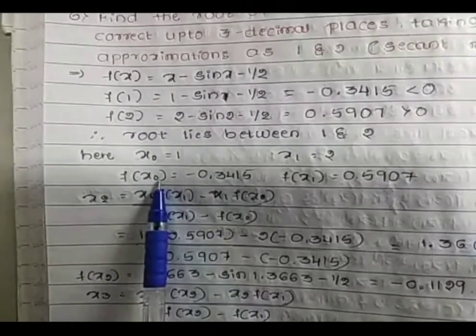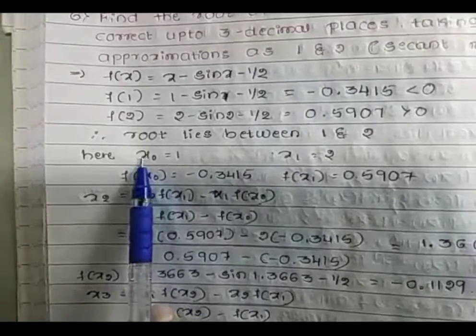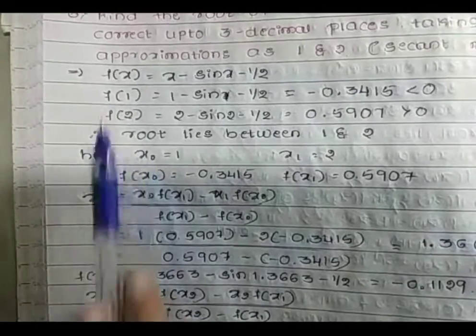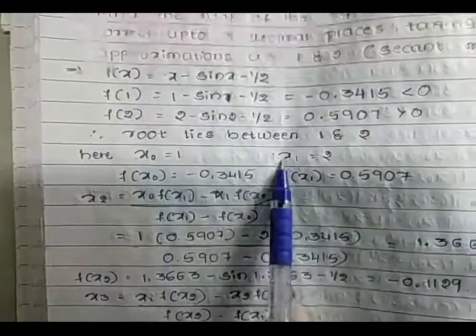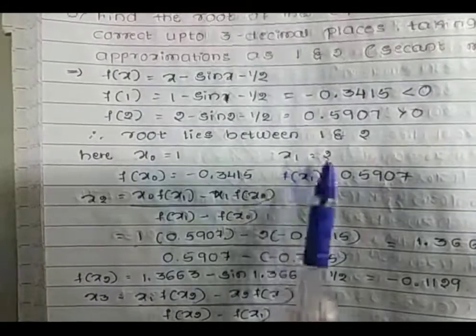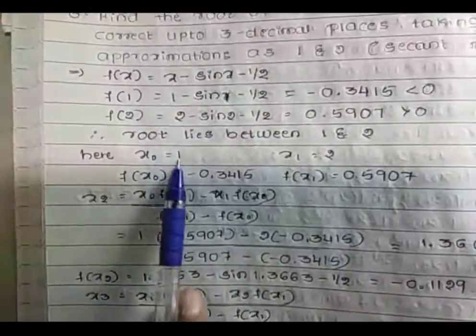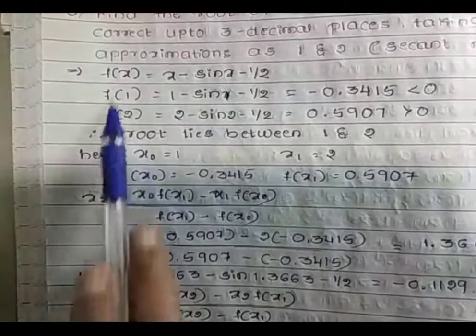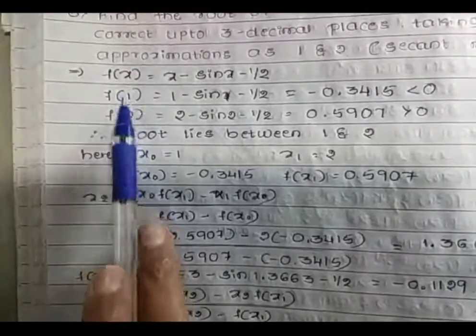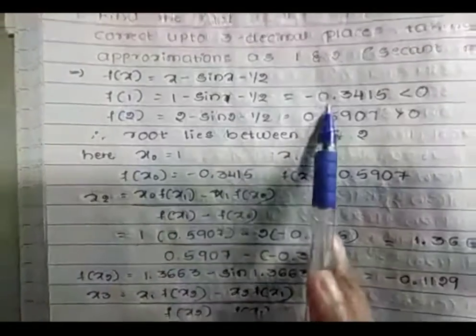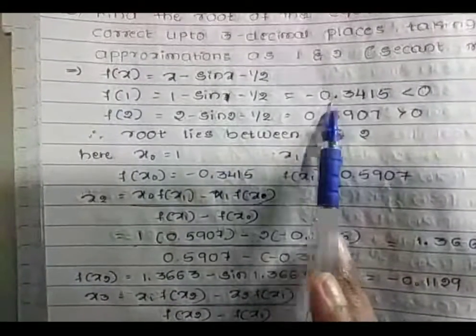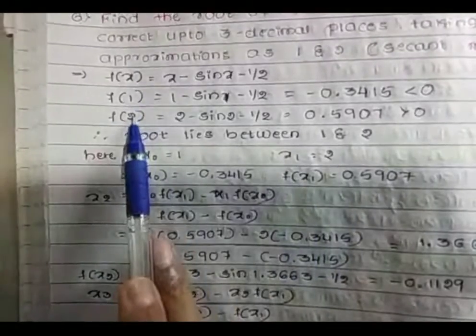Next, what we can observe is the first approximation is x naught, that is 1, and the second approximation is x1, that is 2. For x naught is 1, it means f of x naught will be f of 1. So f of 1 is minus 0.3415. Then x1 is 2, therefore f of x1 is f of 2. So f of x1 is 0.5907.